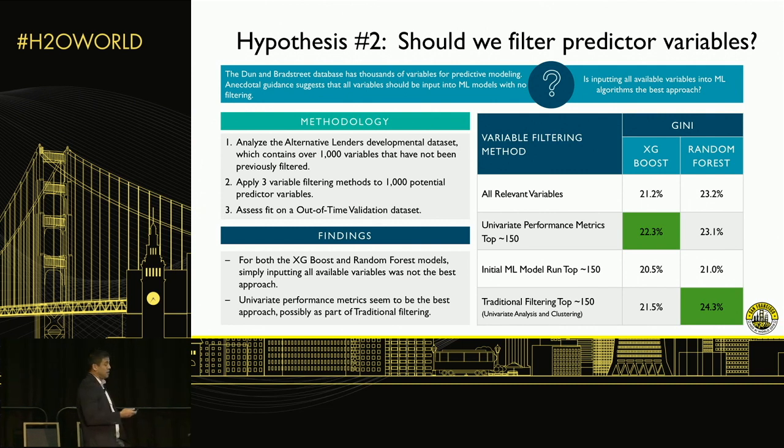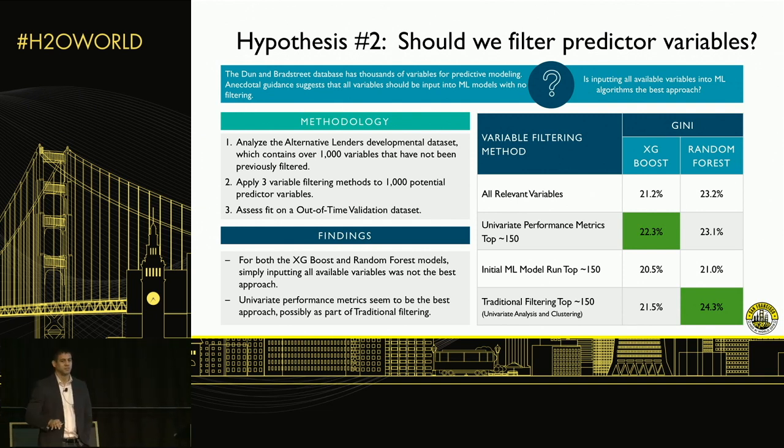We did an initial ML model run, used the variable importance, selected the top 150, and we did traditional filtering, which is the univariate performance metric, plus missing rates, plus variable clustering. And again, took the top 50 variables from that. What we found is that filtering of some sort does better.